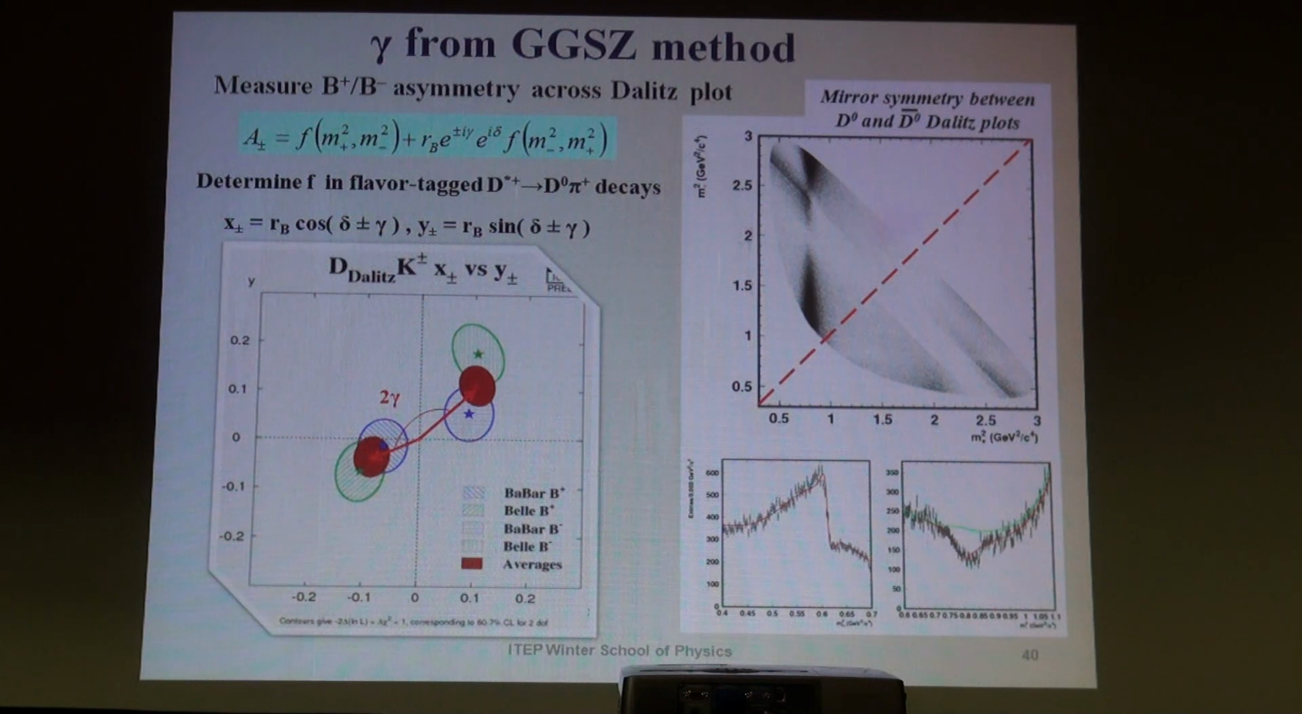Could you please explain in more detail what is a Dalitz plot? What is a Dalitz plot? You're correct, I should explain this. So we study the decay of D0 to K short pi plus pi minus, a three-body final state. And if we plot the mass of combinations of two particles, say K short pi plus and K short pi minus, they will completely fix the dynamics of the decay of D0 into three-body final states.